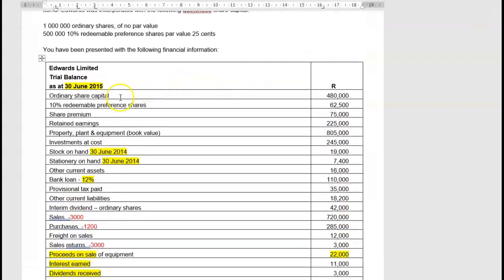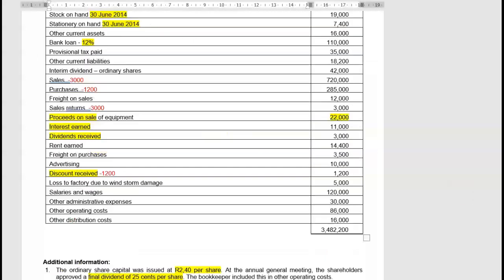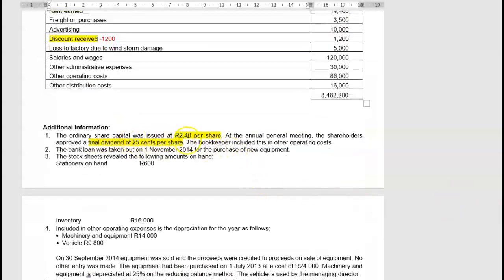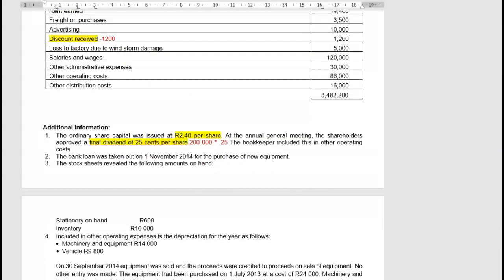Now, if I look at my ordinary shares, the total amount that we've raised was 480,000 Rand. If we did issue the shares at R2.40 a share, it means that we have issued 200,000 shares at R2.40 to get 480,000. Now that dividend that we have declared is 25 cents a share. So therefore, it's the 200,000 shares multiplied by 25 cents a share, and that gives us then 50,000 Rand.